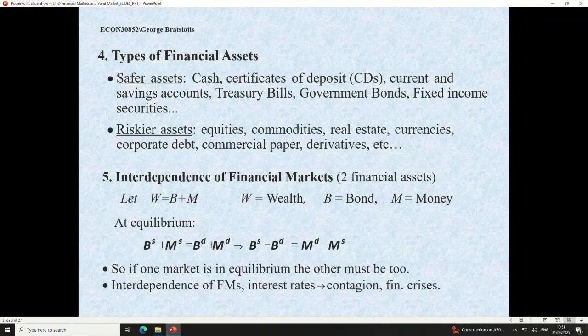If one market is in equilibrium, the other one must be too. Interdependence of the financial markets means that I can change interest rates if I want, the price of money. And the price of money works very much in an interdependent way. So for example, if I print some money, this money will go around, as we'll say in later lectures, and we'll see how the banking system makes money out of the printed money.